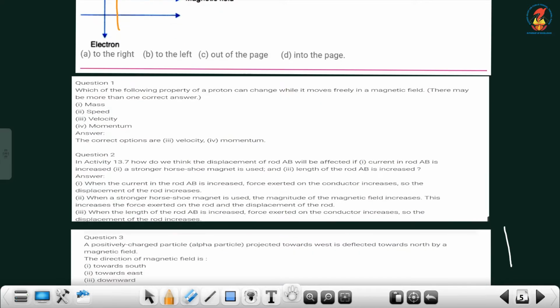Then blue questions. Blue question first one, page number 231. Which of the following properties of a proton can change while it moves freely in a magnetic field? Okay, so the options are mass, speed, velocity and momentum. Which one is the correct answer?